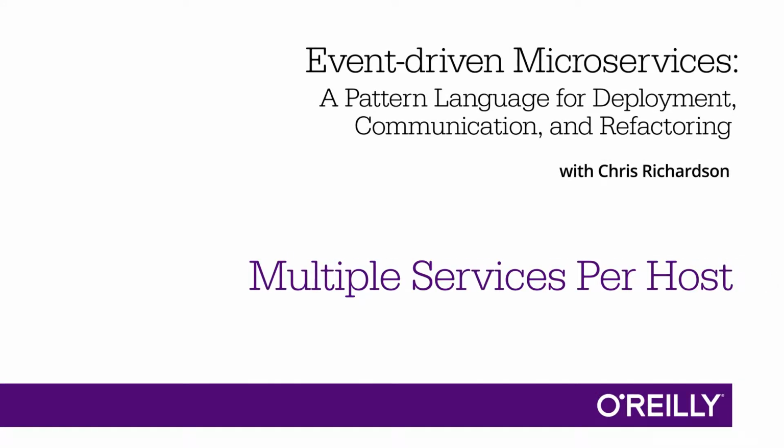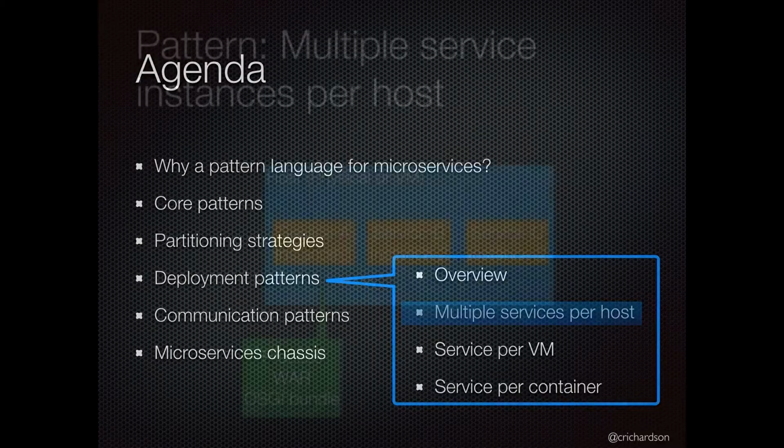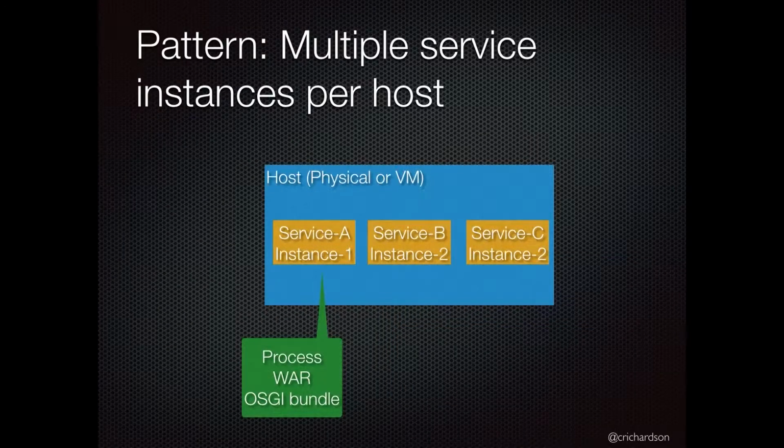There are various different patterns for deploying your services. In this section, we're going to look at the multiple services per host pattern. This is a fairly traditional approach where you have a machine, could be physical, could be virtual. You're likely to have given it a nice name because it's a relatively long-lived actual machine. And then to deploy your services, you would run multiple service instances on this host.